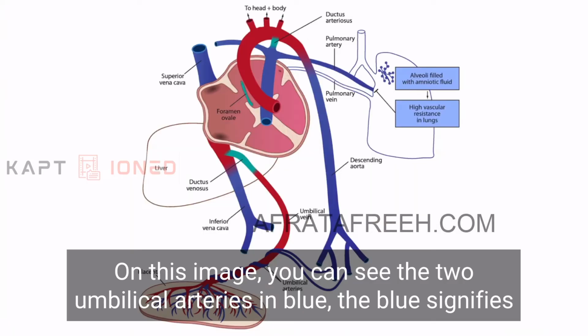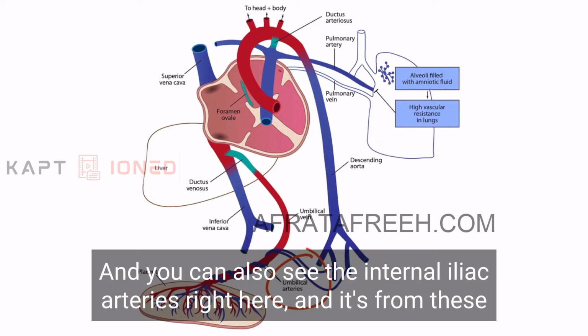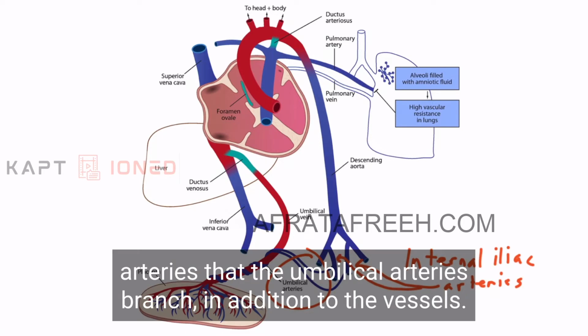On this image, you can see the two umbilical arteries in blue. The blue signifies that they are carrying deoxygenated blood. And you can also see the internal iliac arteries right here. And it's from these arteries that the umbilical arteries branch.